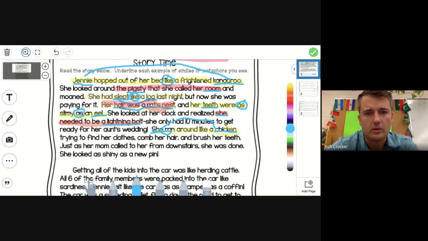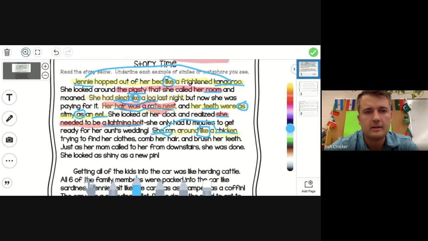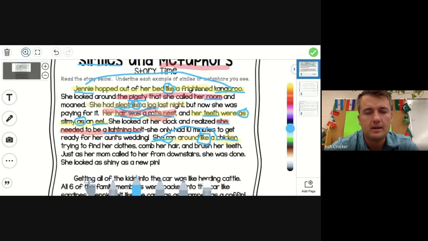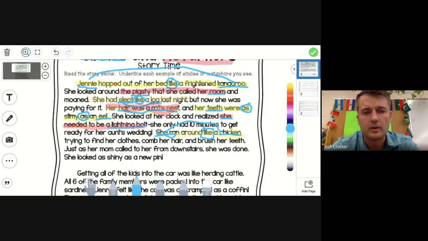And we said the word like. Because we said the word like, simile. Okay. What does it mean? It means she was running around crazy very quickly, just in a rush, in a hurry, kind of panicky a little bit. She's trying to get all this stuff done to get ready for the wedding in 10 minutes. Just as her mom called for her from downstairs, she was done.